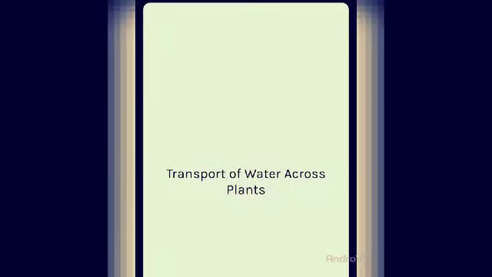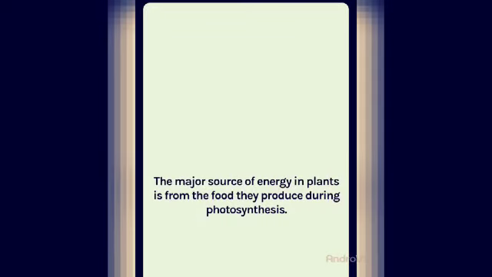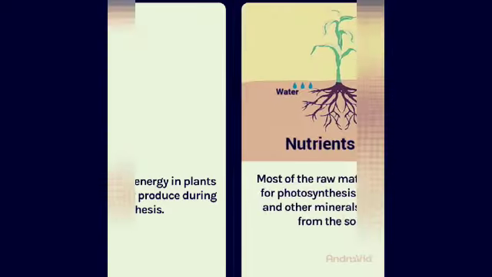Let's start to learn how water is transported across the plant. The major source of energy in plants is the food they produce during photosynthesis. As everyone knows, the process of photosynthesis is very necessary for making food.